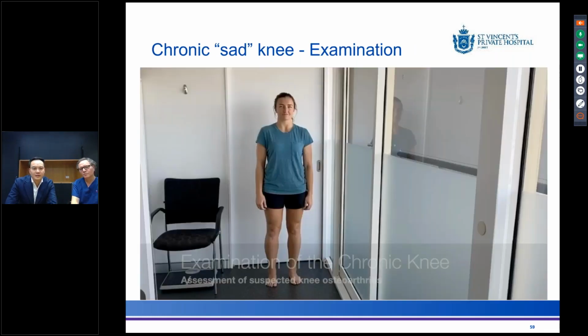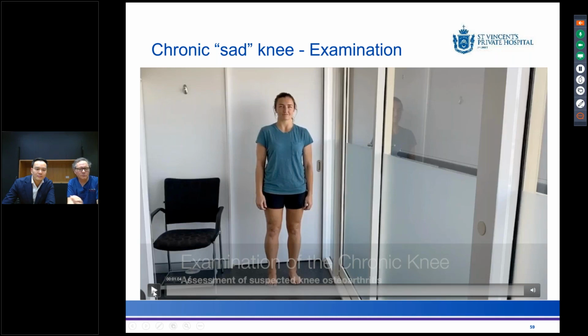So in the last scenario, in the patient with chronic knee pain, we're concentrating on the patient with suspected knee osteoarthritis and examination of that. So John's going to talk us through that.